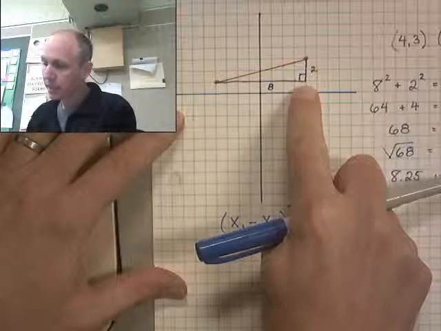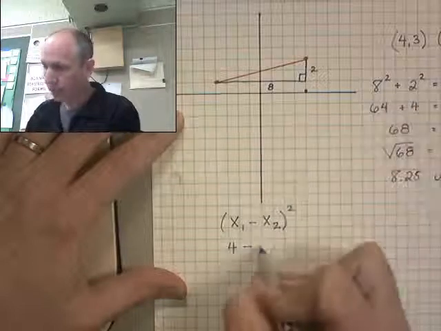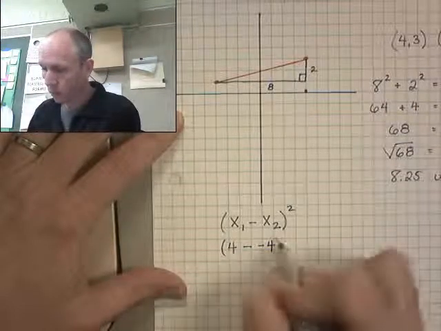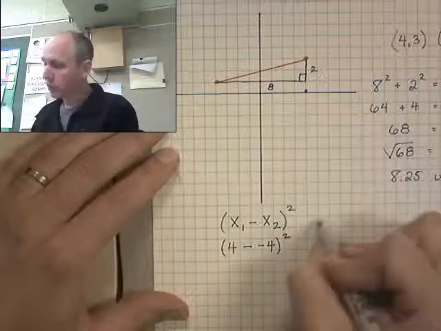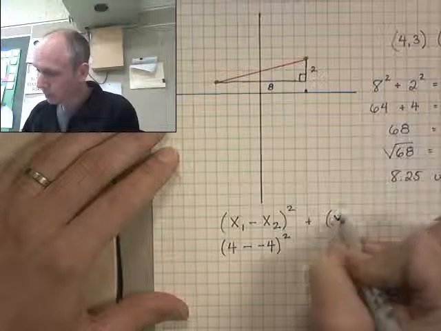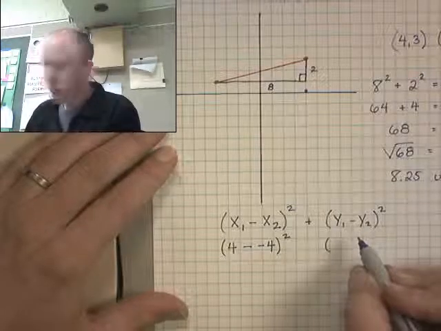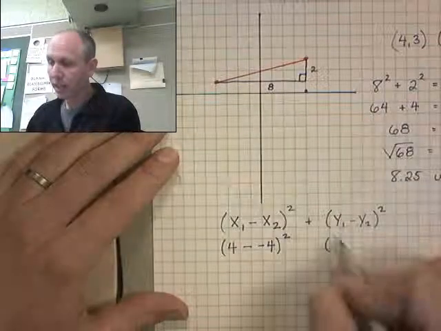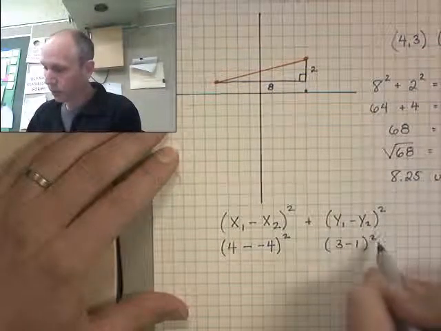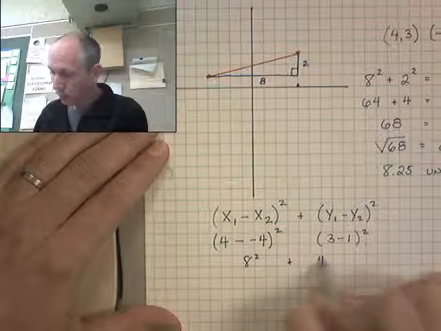If x1 is 4 minus x2, which is -4, squared, isn't that an 8? There's my 8. Let's do the same thing with the y's. y1 minus y2 squared. What was my first y? My first y was 3. My second y was 1. 3 minus 1 squared. Hey, well, here's my 8 squared plus my 4 squared. Excuse me, my 2 squared.